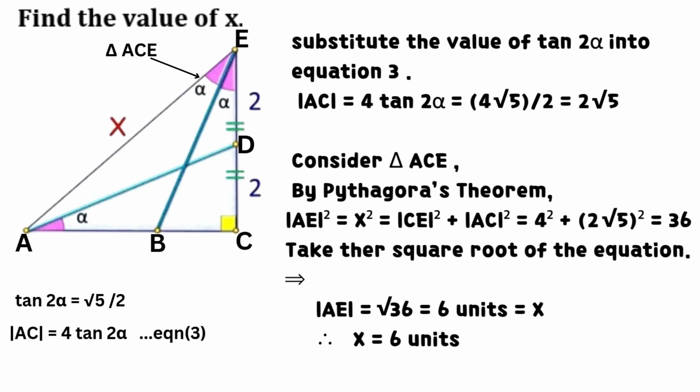Consider triangle ACE. By Pythagoras' theorem, the square of line AE equals the square of x, which equals the sum of the square of line CE and the square of line AC. The result equals 36, after substitution and simplification of values, as shown on the screen.